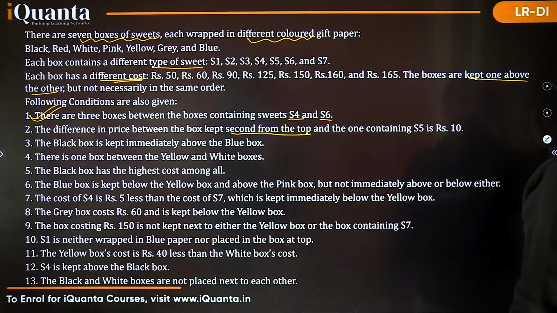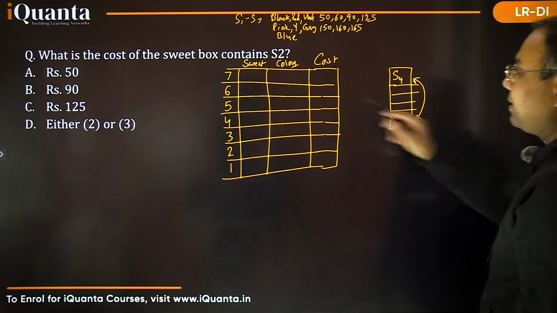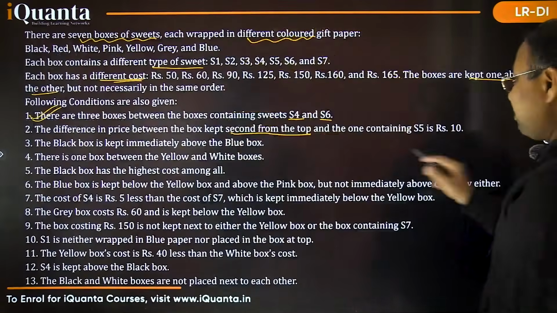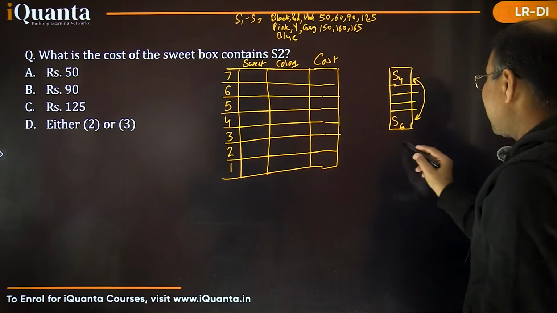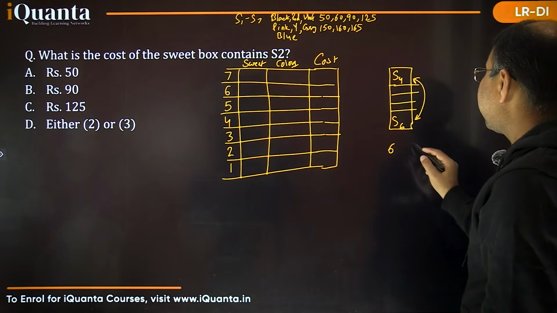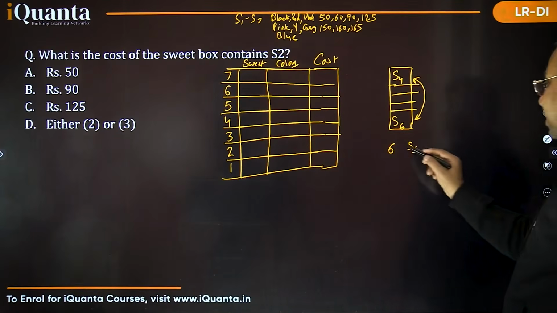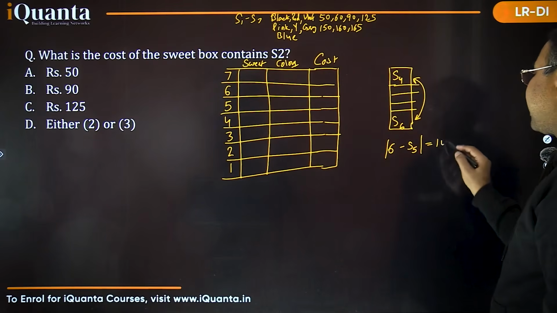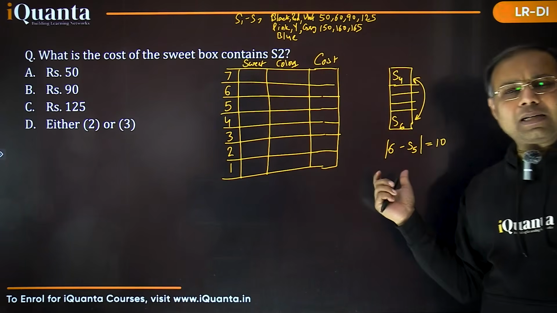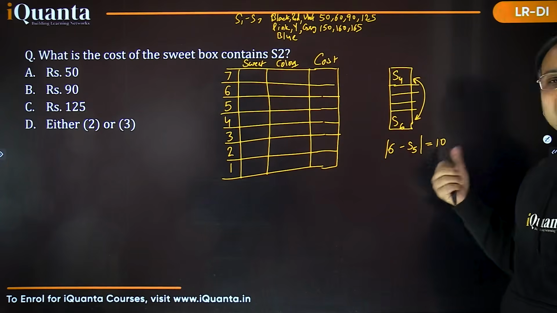So the second box from top, that is number 6, and the one which is containing S5. Let me write like this. The cost of the 6th box and the box which contains S5, their difference, I'm writing its magnitude basically, that is rupees 10. I don't know which has a higher cost, but whatever their costs are, the positive value of the difference is 10 rupees.